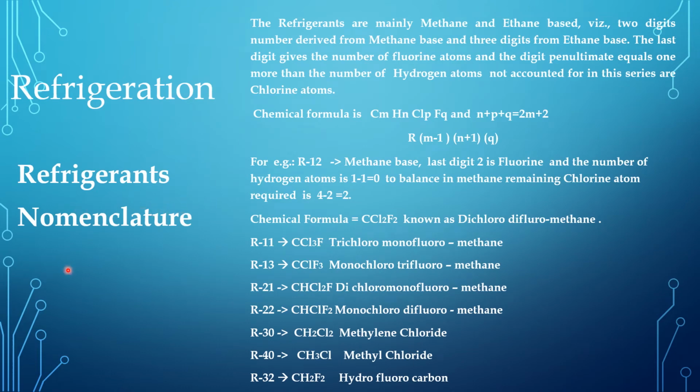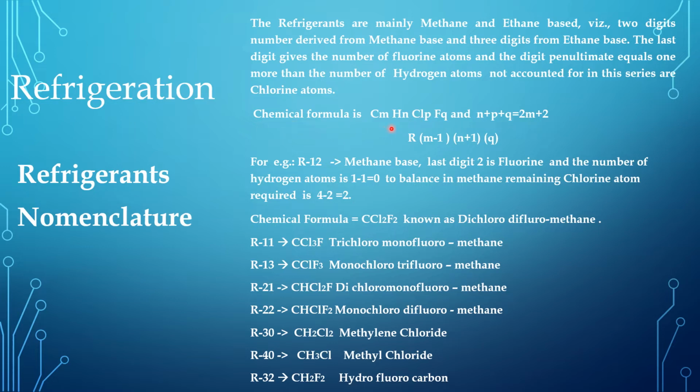Now we can see the refrigerant nomenclature. What are the refrigerants used? How is it named? We can see now. The refrigerants are mainly methane and ethane based. The two digits number derived from methane base and three digits from ethane base. The last digit in the two digit refrigerant gives the number of fluorine atoms present, and the penultimate digit equals one more than the number of hydrogen atoms present, and not accounted in it is chlorine atoms.